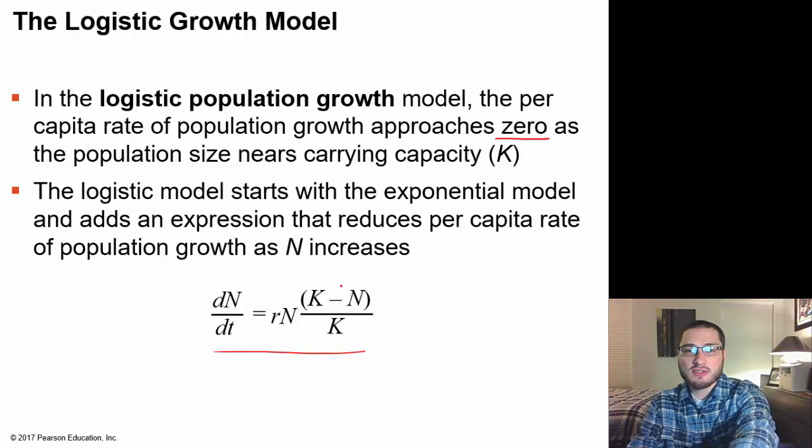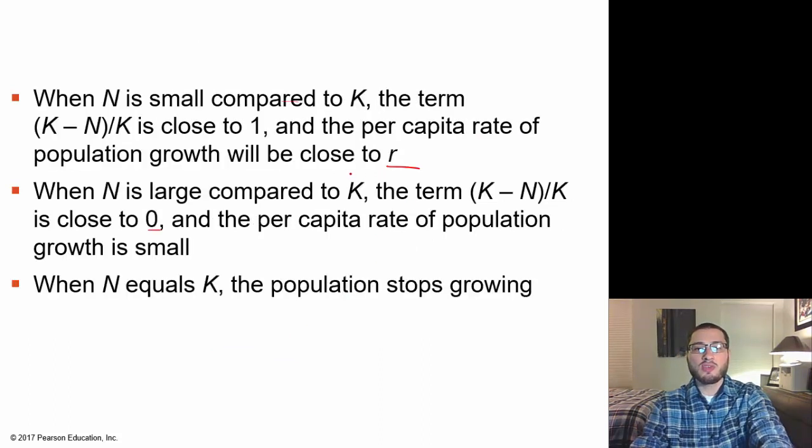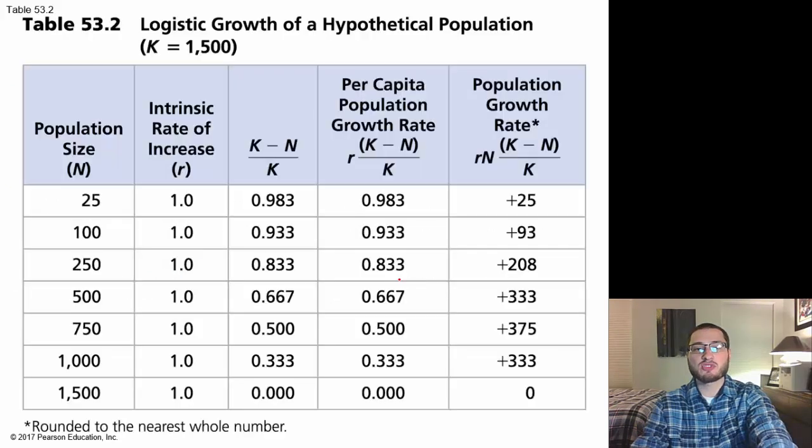So if we go back and look at this term right here: if N is small, we know that it's going to be close to 1. But when N is large, we know that it's going to be close to 0, and the per capita rate of population growth is going to be small. So if you have a large N, this term comes out close to 0, and you're going to see the growth is small. So when N equals K, the population stops growing.